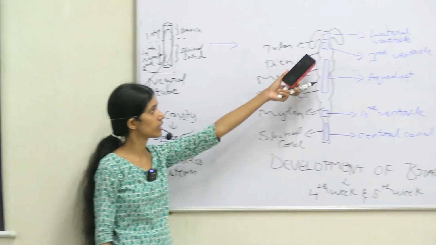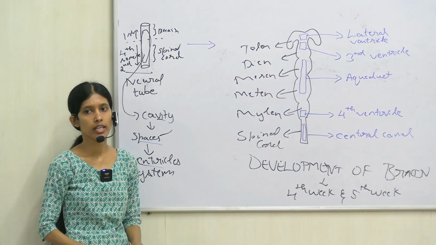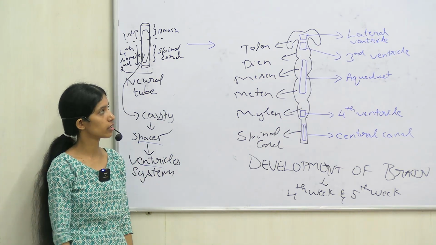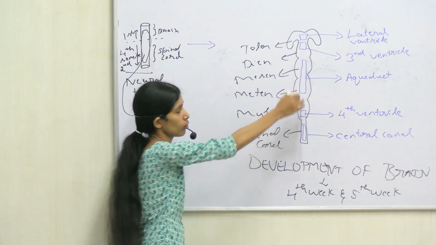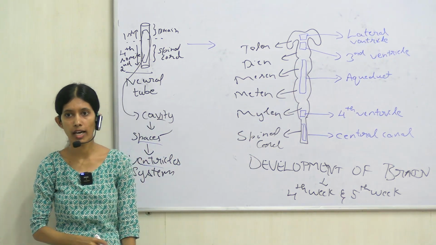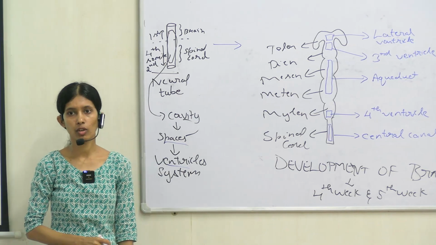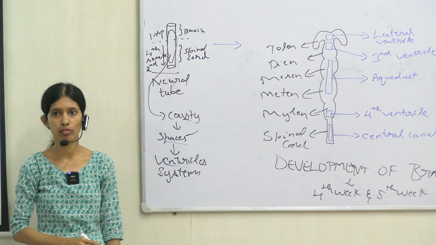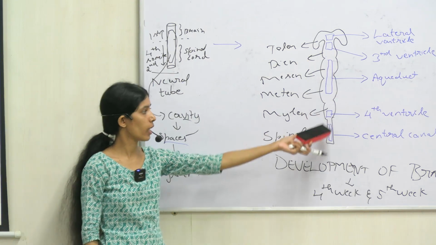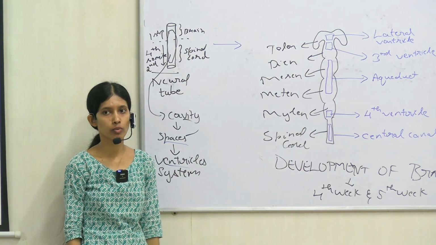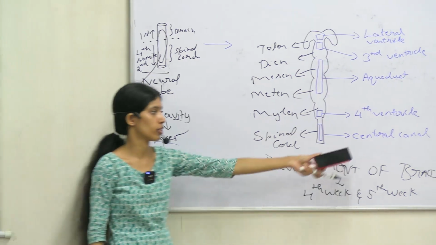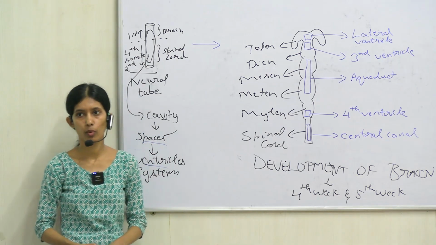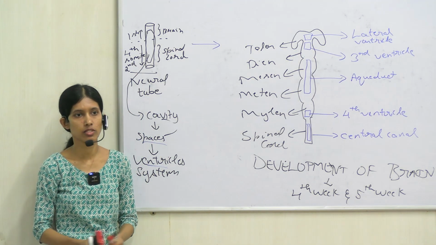The one present in the telencephalon area is called as lateral ventricle, followed by third ventricle in the diencephalon region. In the mesencephalon, we can see a narrow tube-like area that is called as aqueduct, or cerebral aqueduct. Then followed by myelencephalon, it is fourth ventricle. At last, in the spinal cord area, this cavity or space is referred as central canal. These are the ventricular system of your developing brain.